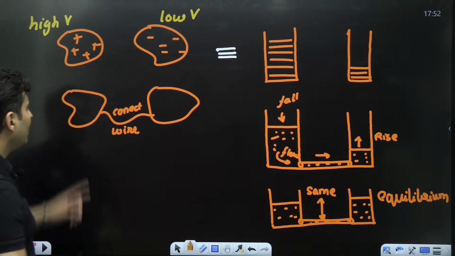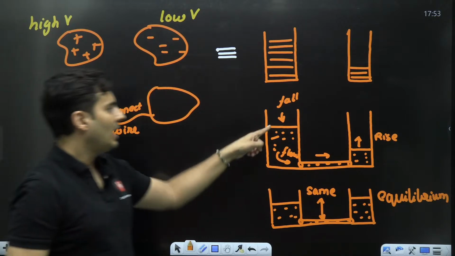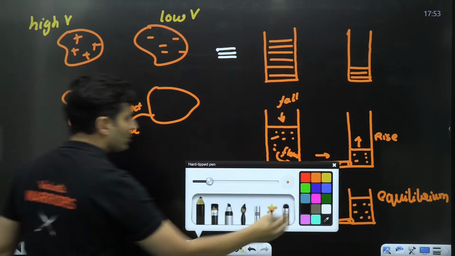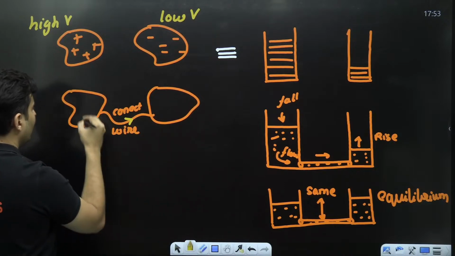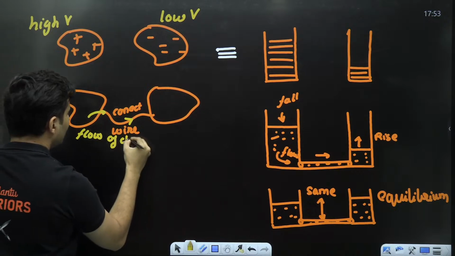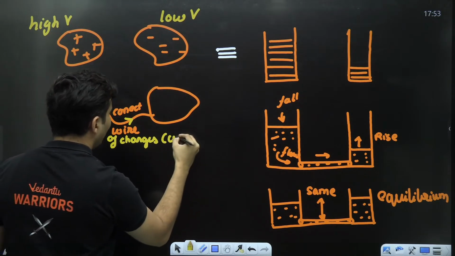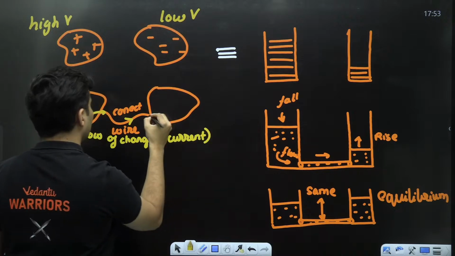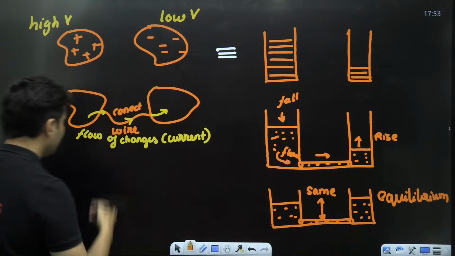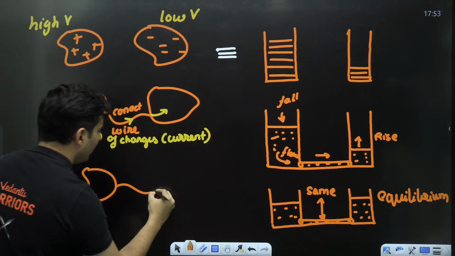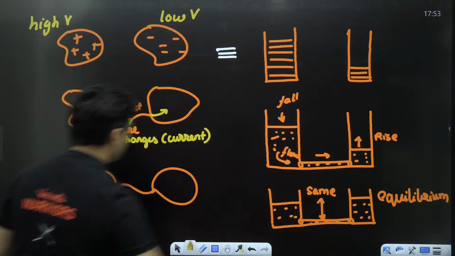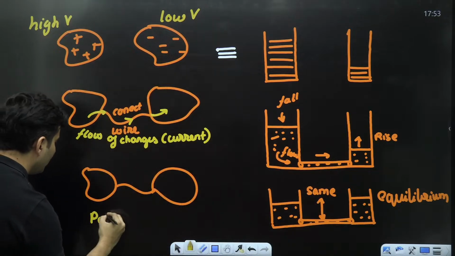What will happen? Immediately, from higher potential to lower potential, just as water was flowing here, charges will flow here. So what you will see is that there will be a flow of charges. That means there will be electrical current inside this. Till when will this happen? Obviously, this will happen till their heights are the same here. That means in this situation, the potentials are the same. Till the potentials are equal.